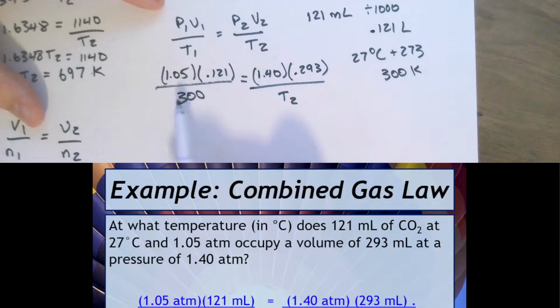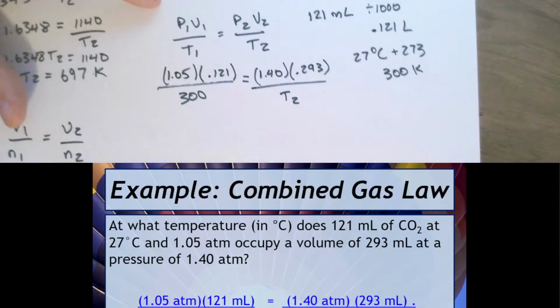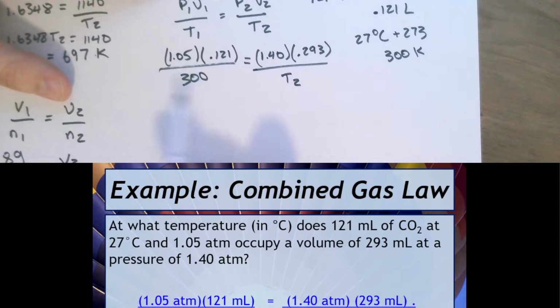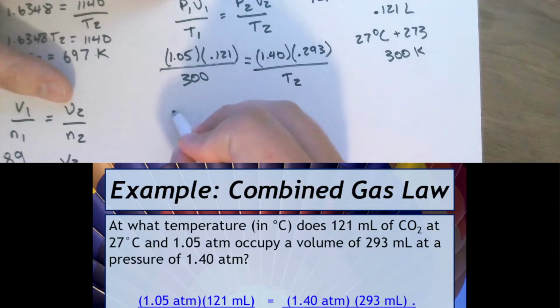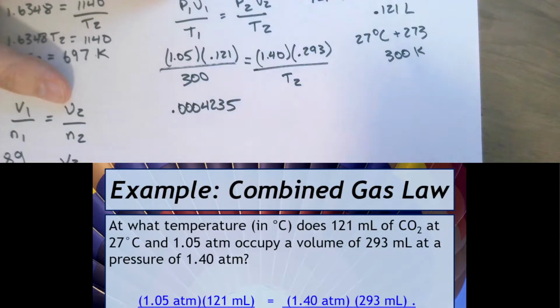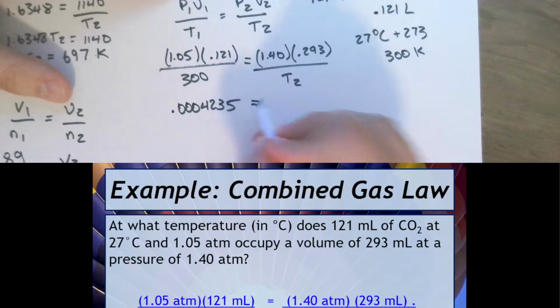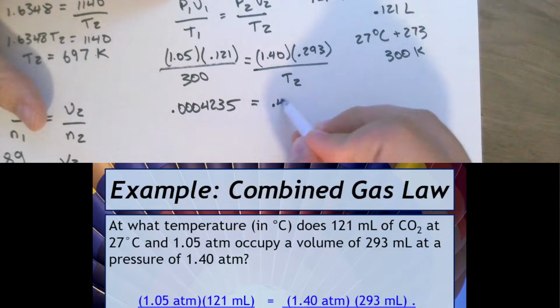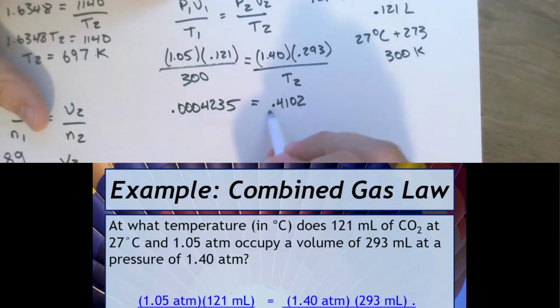Okay, it doesn't matter which side's which, but you should have all the group information paired together. And now we're just going to combine everything, simplify to solve for T2. This left side, I'm going to multiply the top and then divide by 300. And that just simplifies to not a whole number, to a decimal, like that. And on the right side, I'm going to multiply the top to simplify my numbers. And I get 0.4102 divided by T2.